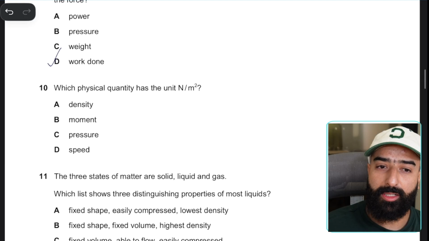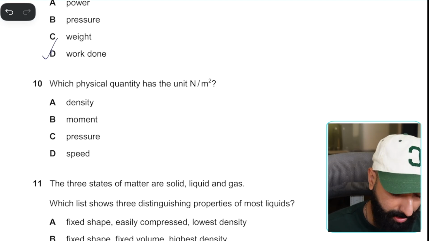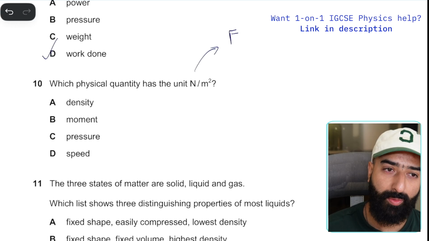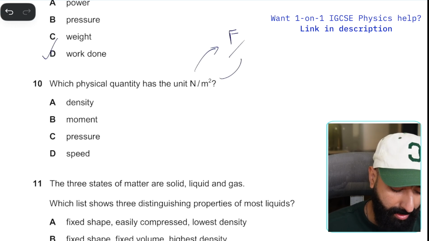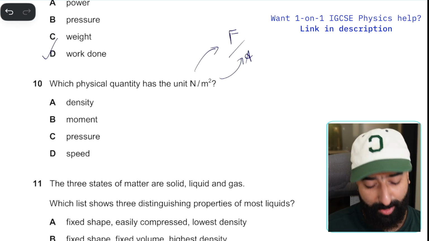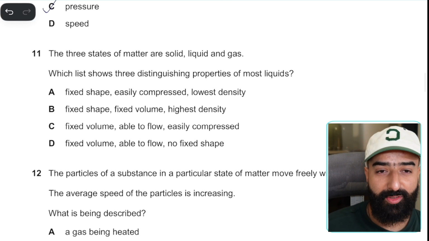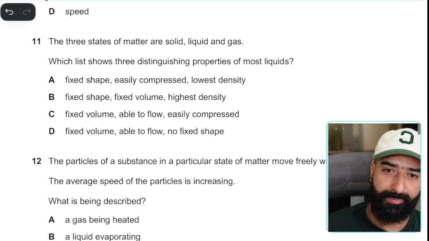Which physical quantity has the unit Newton per meter square? Newton is a unit of what? Force. Meter square is a unit of what? Area. What's force over area? Pressure. Good.